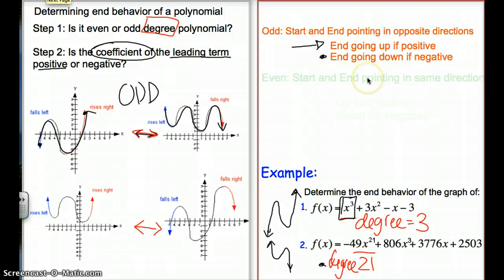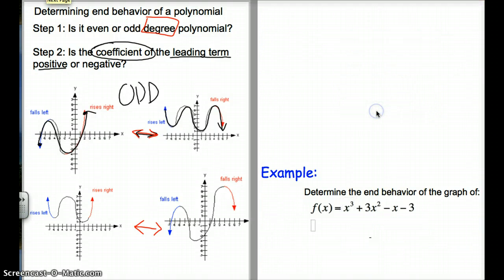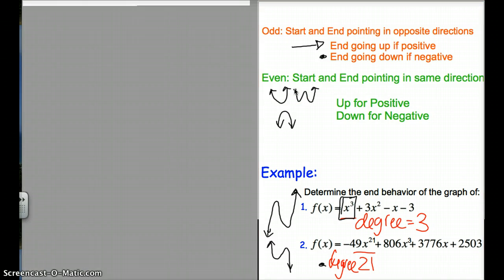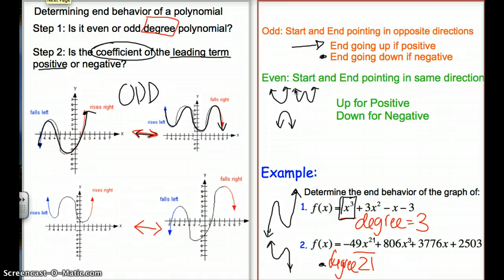Now, even ones are similar, but these are the ones that start and end pointing in the same direction. So they're the bottom graphs on your screen. And these ones will be similar to your quadratics because we already work with x squared, and we know x squared looks like this if it's positive or this if it's negative. Now when we work with x to the fourth and beyond, the positive will start and end going up. Negative will start and end going down.